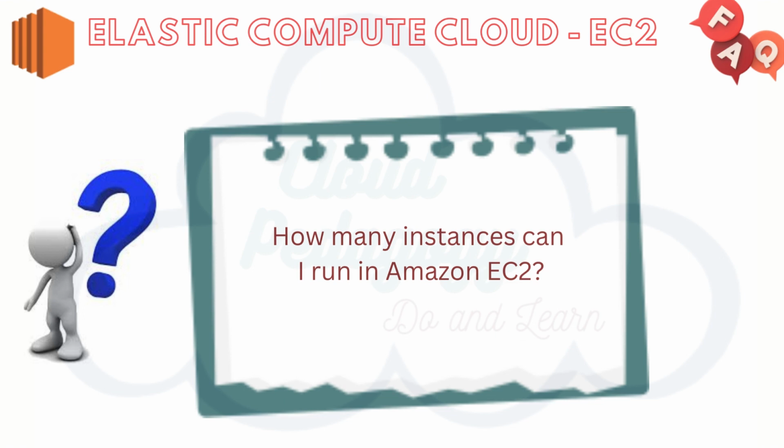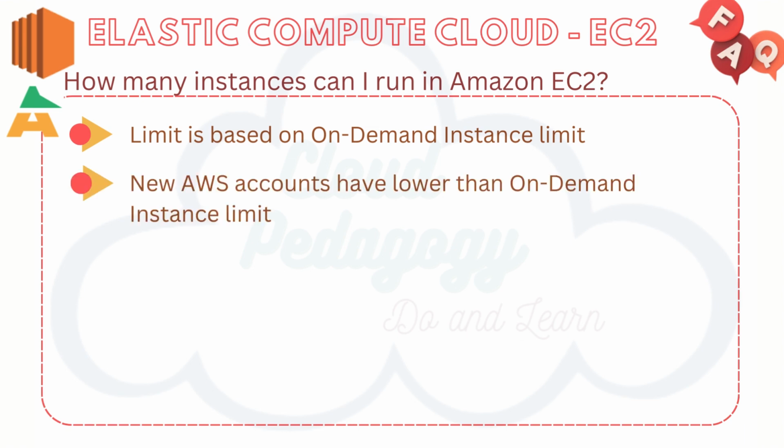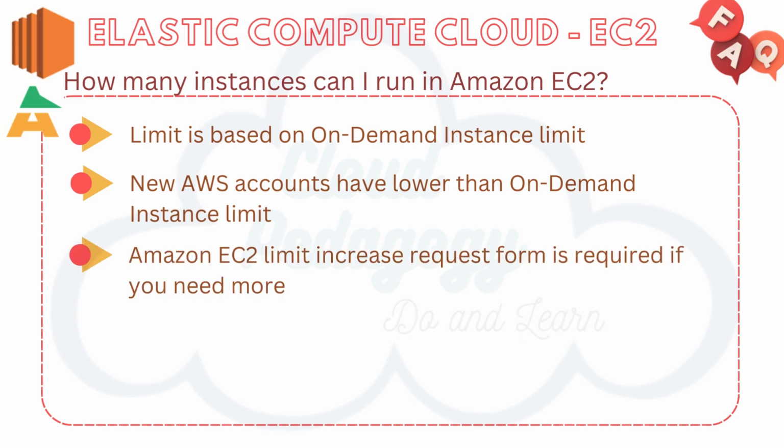Next, how many instances can I run in Amazon EC2? You are limited to running on-demand instances per your vCPU based on-demand instances limit, purchasing 20 reserved instances, and requesting spot instances per your dynamic spot limit per region. New AWS accounts may start with limits that are lower than the limits described here. If you need more instances, complete the Amazon EC2 limit increase request form with your use case and your limit increase will be considered. Limit increases are tied to the region they were requested for.